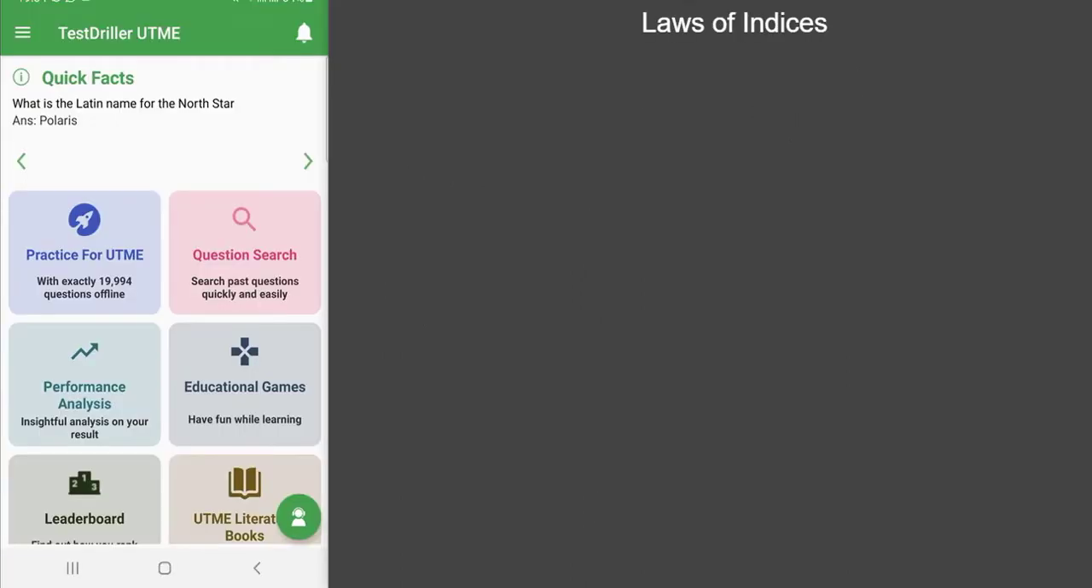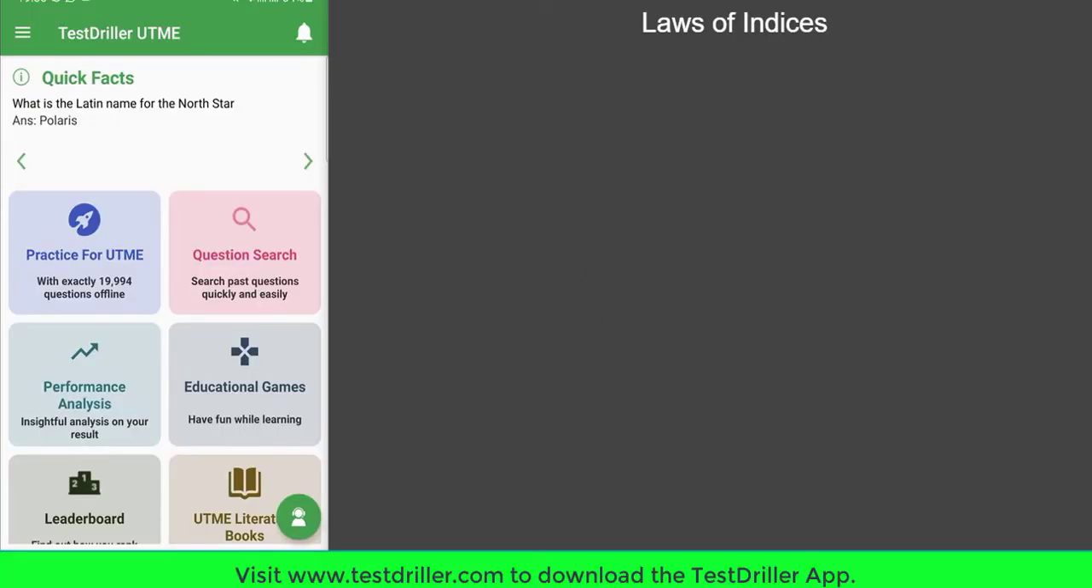Now let's solve some questions based on the laws of indices. I'm going to extract questions from the Test Driller UTME app. This is an app that has tens of thousands of past questions, and you can use it to search for questions related to any topic in maths. You can download it from my website or from Google Play Store and activate it and get the best of it. So let's look at some questions.